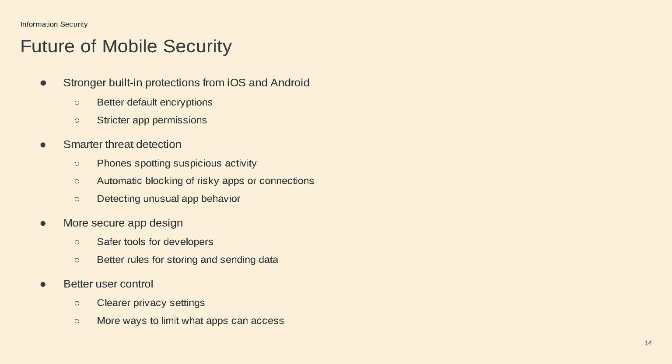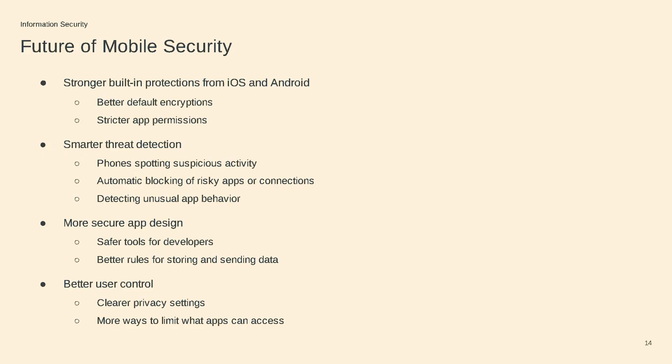For the future of mobile security, I believe stronger built-in protections from iOS and Android will be coming. This includes stronger encryption and stricter app permissions that control how much the app can access. Smarter threat detection. Phones already can automatically spot suspicious activity and block risky apps or connections, and they're getting better and better at detecting unusual app behavior.